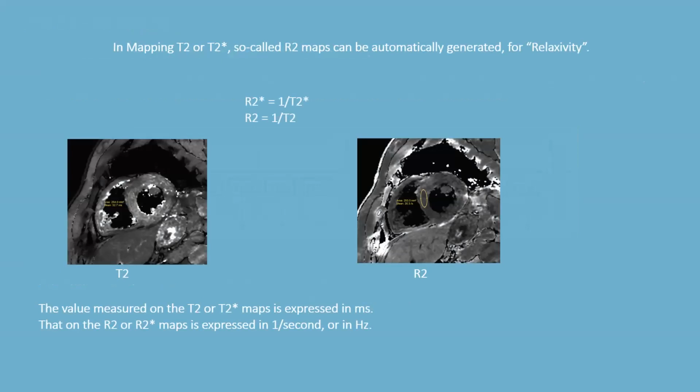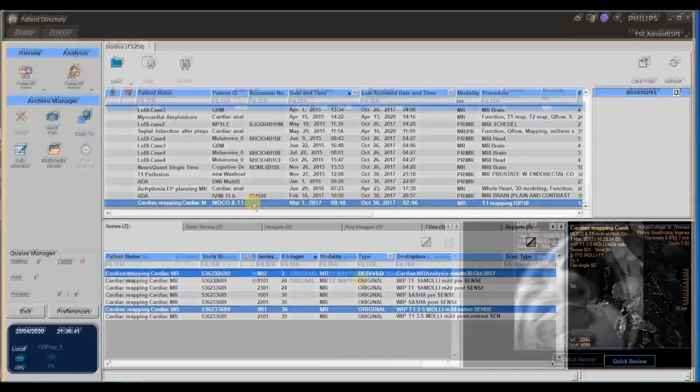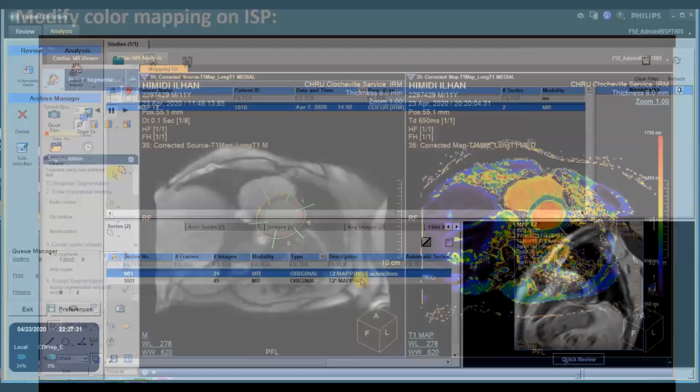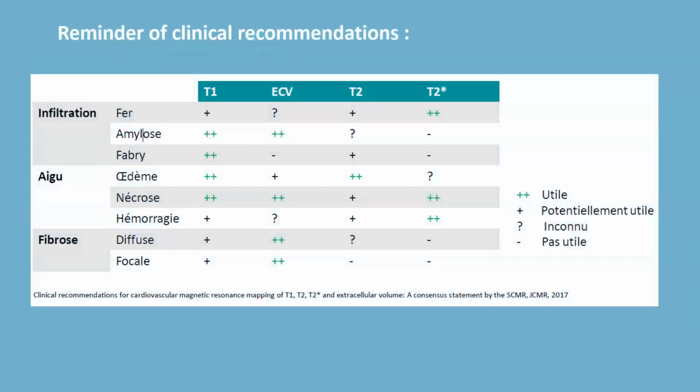Yeah, this is the parameter, and this included the post-processing. I will send them to you if you need, because there is no time left, I think. When configuring the mapping, also check the direction, the FOV, the volume of shim, and also the electrocardiogram. There are some parameters which depend very separately.